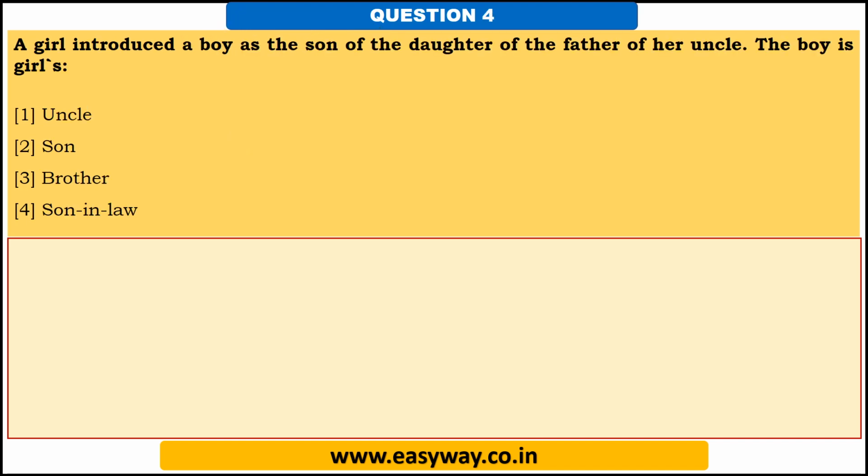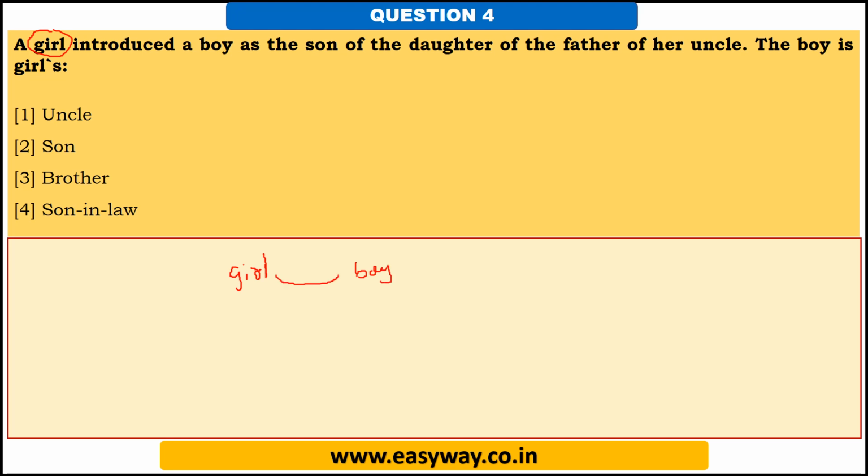The next question is, a girl introduces a boy as the son of the daughter of the father of her uncle. The boy is girl's what? Okay, now I have told you that whenever we have a question related to blood relationship, we have to first write down the introducer, that is, who is introducing? Girl. Okay, so here the girl is the introducer, and the girl is introducing whom? The girl is introducing the boy.